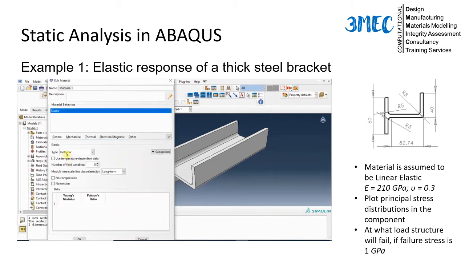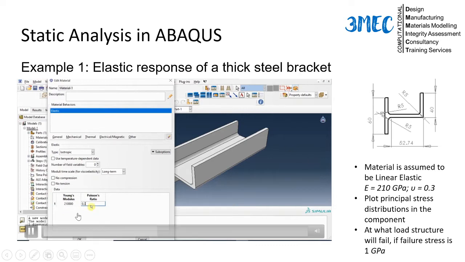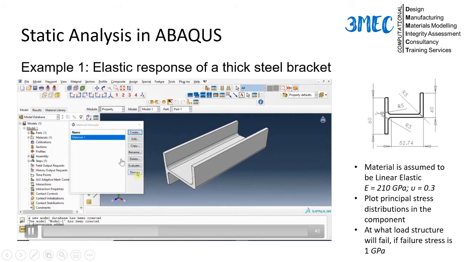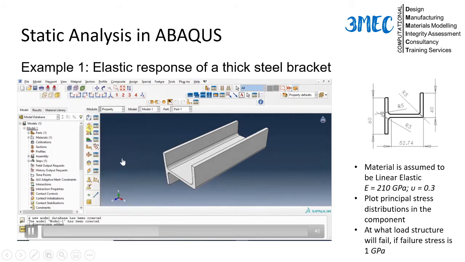Again, this could be another course, so maybe I will come back with another course on how to do different types of material modeling in ABAQUS. Since I'm making everything in millimeters, I have to make sure my units are consistent. So my Young's modulus is in megapascals, and Poisson's ratio has no unit, so it remains the same.